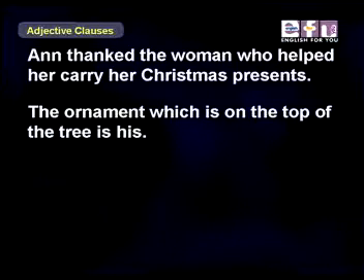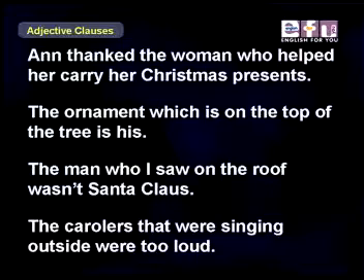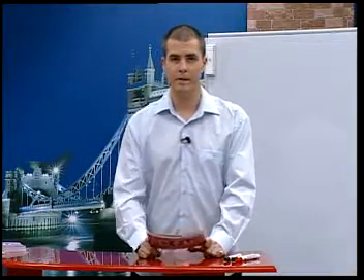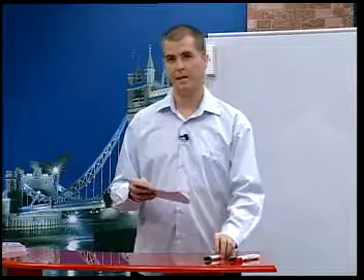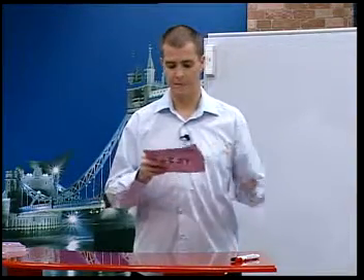The ornament which is on top of the tree is his. The man who I saw on the roof wasn't Santa Claus. The carolers that were singing outside were too loud. An adjective clause is a dependent clause that modifies a noun. It describes, identifies, or gives further information about this noun.